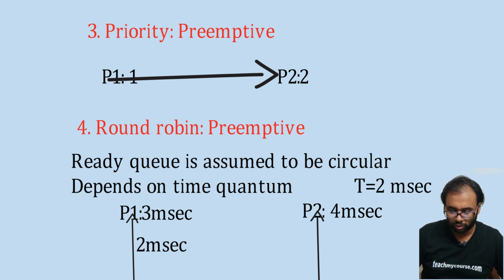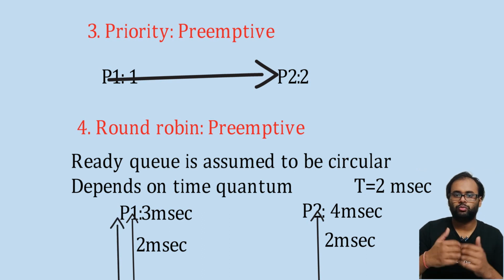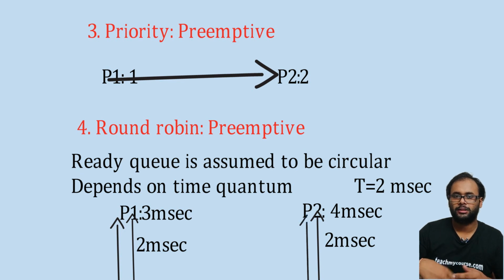So P1 executes for 2 milliseconds, then control gets transferred, that is, context switching happens, and P2 gets executed for 2 milliseconds. Again the control goes back to P1 and it completes its execution, and then finally the control returns to P2 for completing its execution. So this is round robin, and it is executed using a circular queue inside the RAM. The processes are stored in that circular queue.